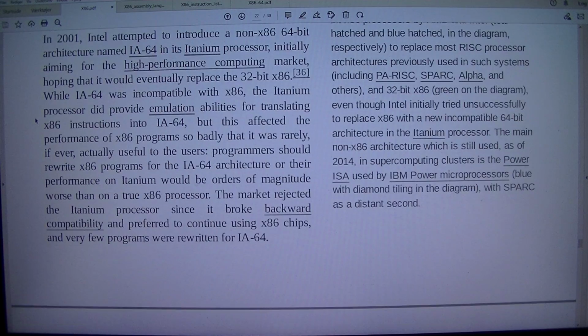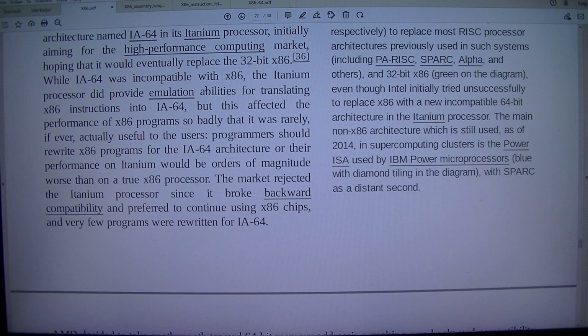While IA-64 was incompatible with x86, the Itanium processor did provide emulation abilities for translating x86 instructions into IA-64, but this affected the performance of x86 programs so badly that it was rarely, if ever, actually useful to the users. Programmers should rewrite x86 programs for the IA-64 architecture, or their performance on Itanium would be orders of magnitude worse than on a true x86 processor.